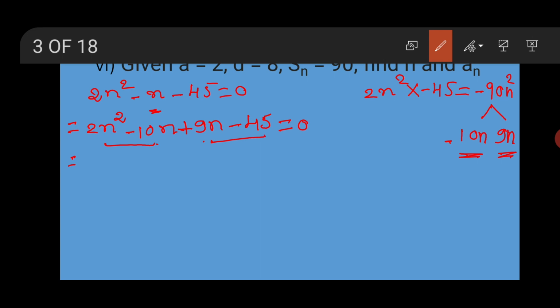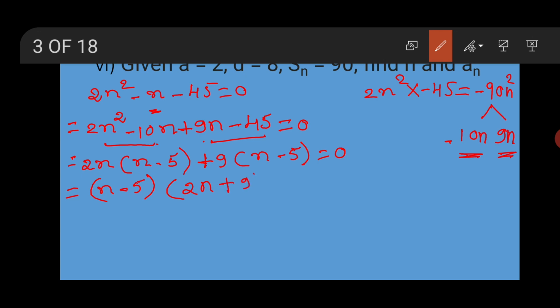On taking the common term outside, 2 is common, n also common. What is remaining here? n − 2 fives. So keep the same bracket here: n − 5 = 0. So what can I keep here outside the bracket? We have to write +9. Okay. Now once again n − 5 is common. Take outside. What is remaining? 2n + 9 is remaining. Sorry, it is not equal, equating this equation, so it is equal to 0.